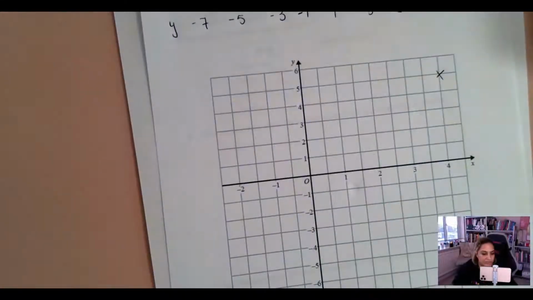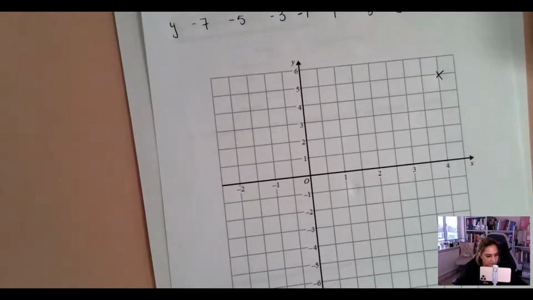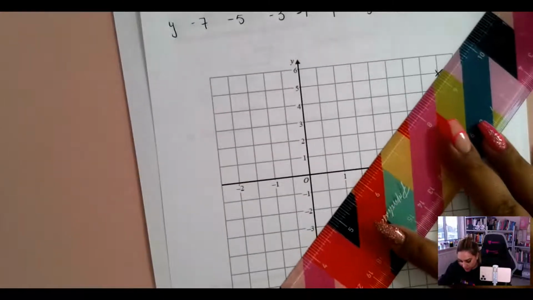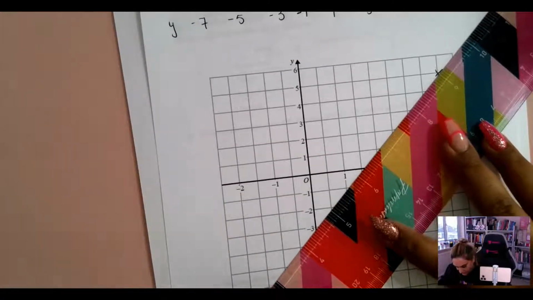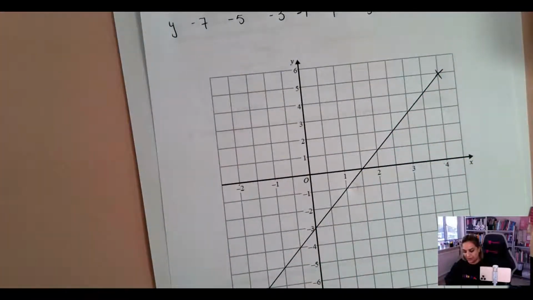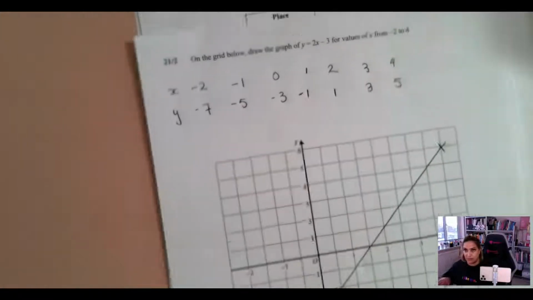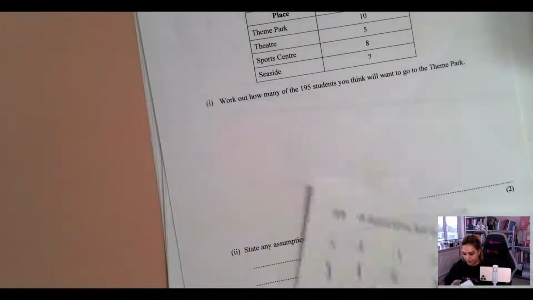And here you really should have a ruler. If I can find one of my desks. So you will join your 2 points up with a ruler, and you now have your straight line. Okay? So you've got y equals 2x minus 3, and that's between -2 and 4. Right. Question 3.